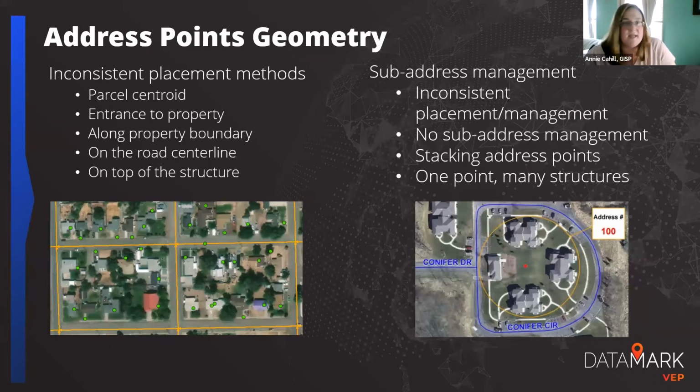So sometimes we'll see them at a parcel centroid, which is very common if you have pre-addresses on your lots. And I have a lot to say about that. This is not the appropriate webinar. Don't do it. Just don't pre-address and release those. The entrance to a property along the property boundary is less common. Road centerline, a lot of times we see that for different CAD purposes. Obviously, on top of the structure is preferred for NG9-1-1, but maybe not for AVL. So you have to have the other conversation.